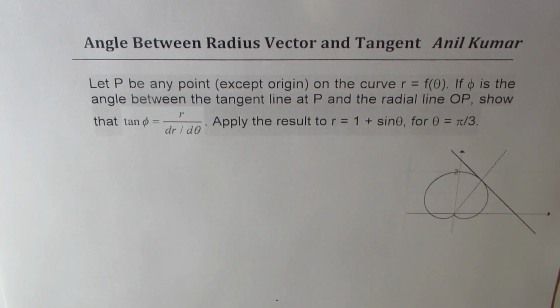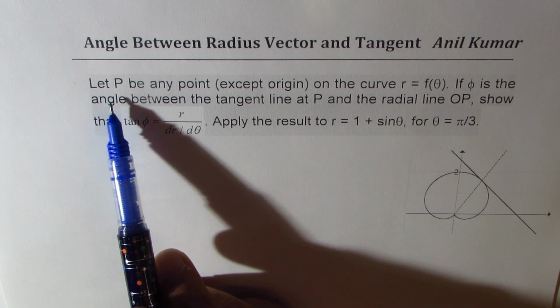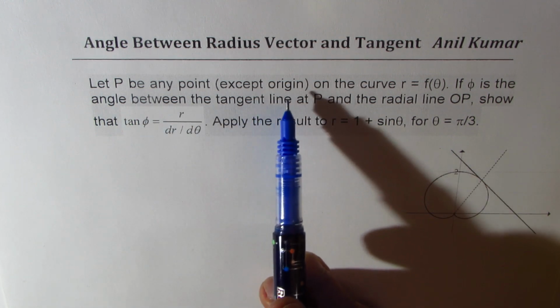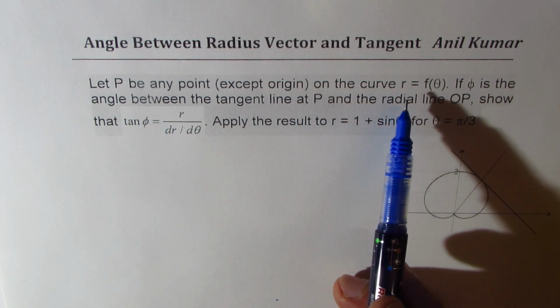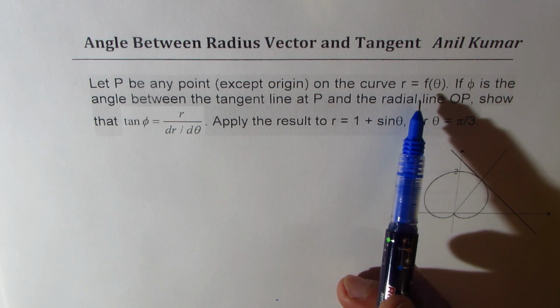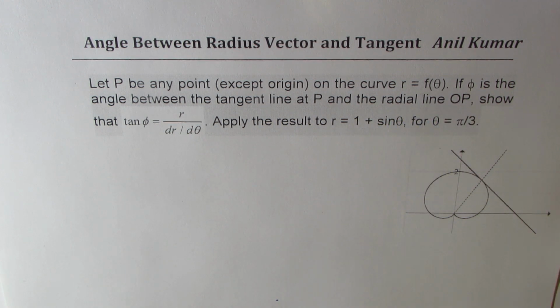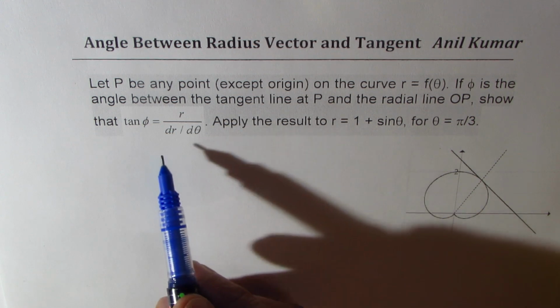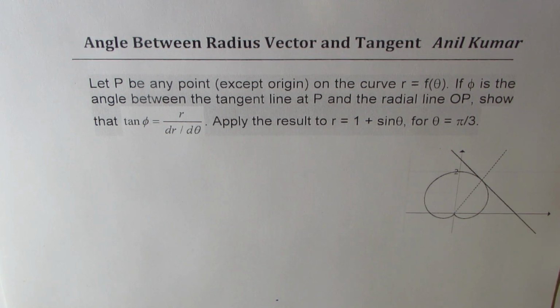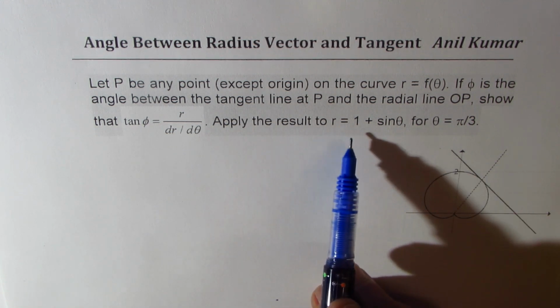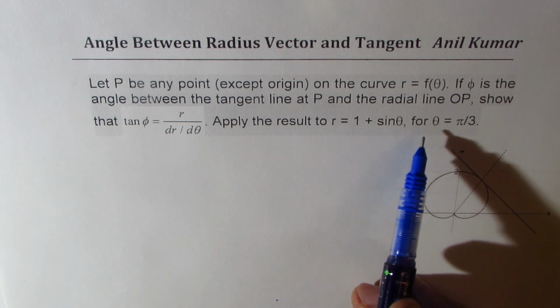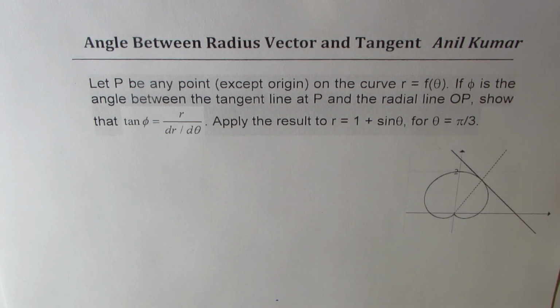The example here is: let P be any point except the origin on the curve r equals f of theta. If phi is the angle between the tangent line at P and the radial line OP, show that tan phi equals r over dr d theta. Apply the result to r equals 1 plus sine theta for theta equals pi by 3.